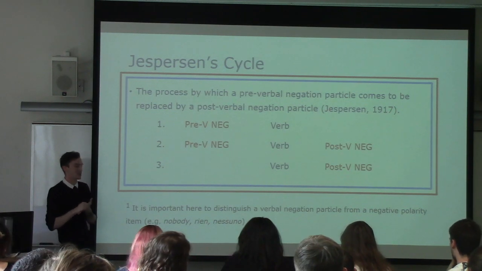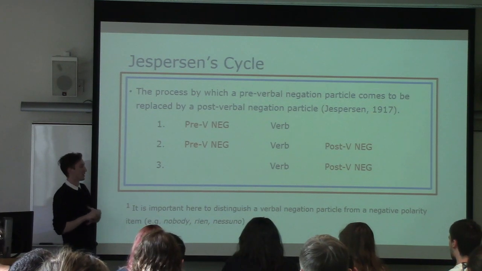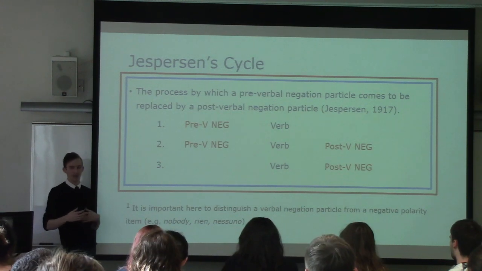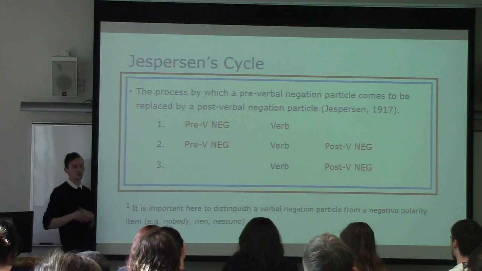Again, it's important here to distinguish between a verbal negation particle, like what we're talking about in the Jespersen cycle, and those negative items that we saw on the previous slide, negative polarity items, such as nessuno, which is nobody in Italian, or rien, which is nothing in French.